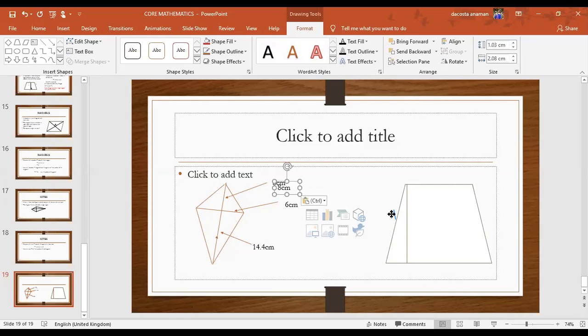Sir, yes, please, with the kite, the 6 centimeters, is it for the whole diagonal? No, it's for only that side. Okay, thank you. You're welcome.